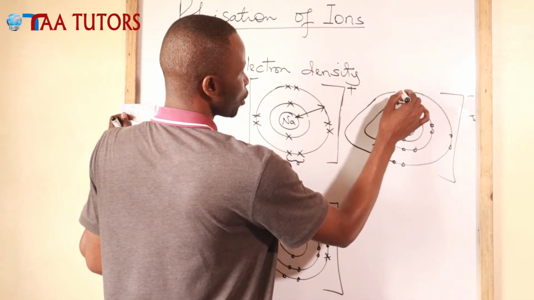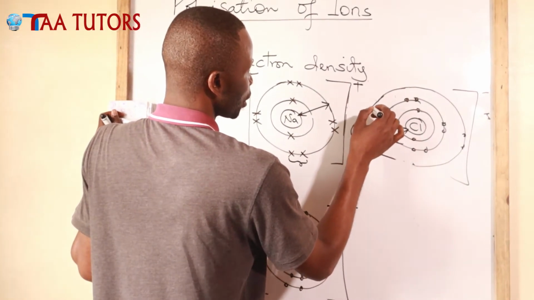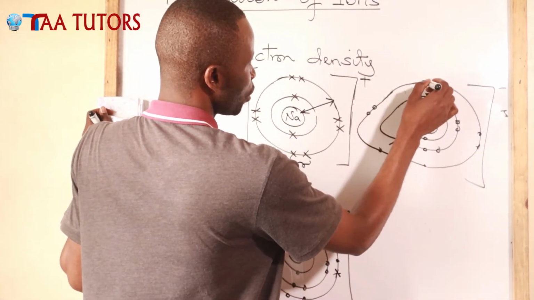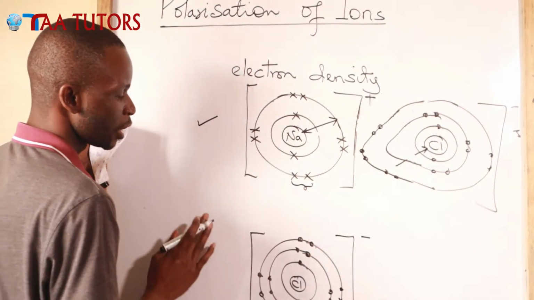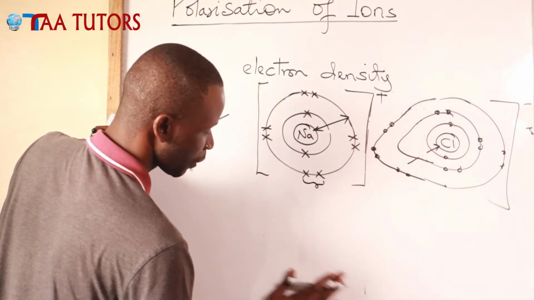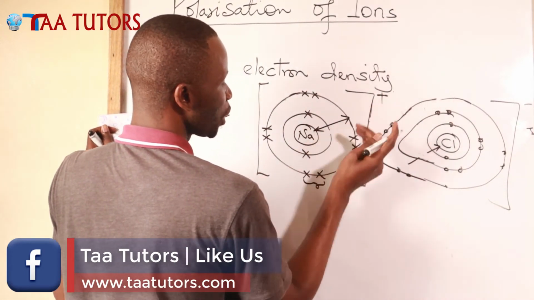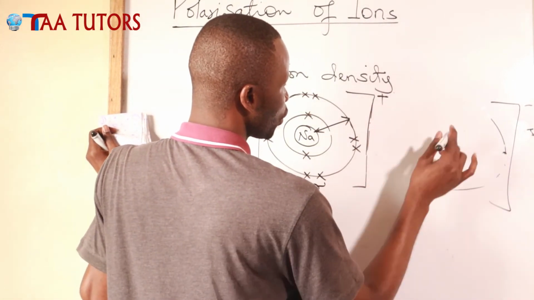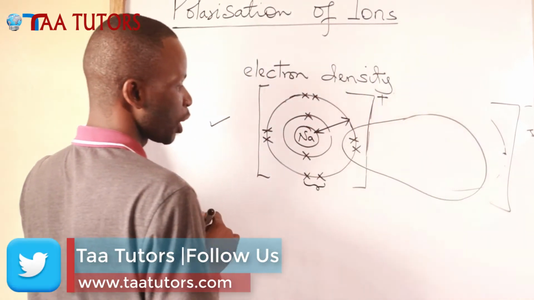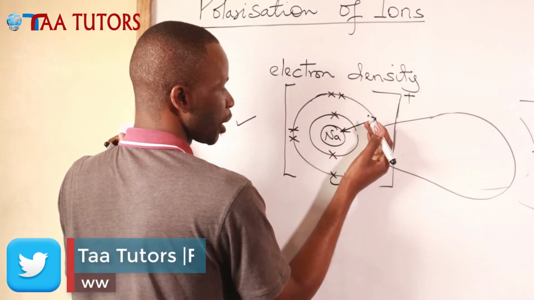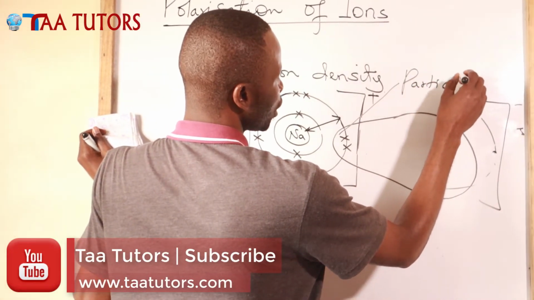So you don't expect these electrons to be where they were before, because they are pulled towards this other direction. If the polarizing power of the cation is much stronger, with time we expect that this anion will be pulled until there is some overlapping, where some electrons are now pulled here, forming what we may call a partially covalent bond.